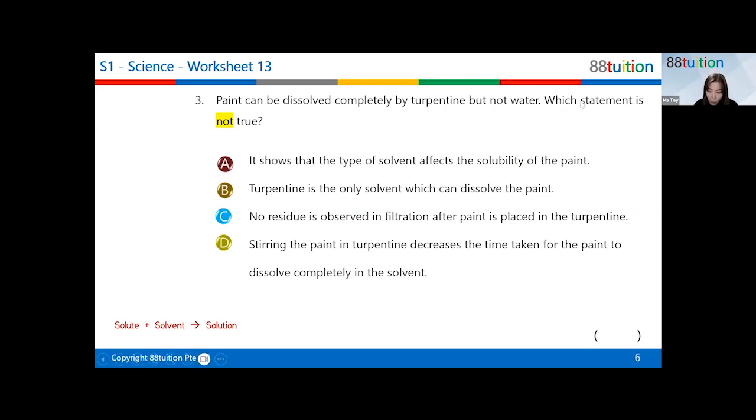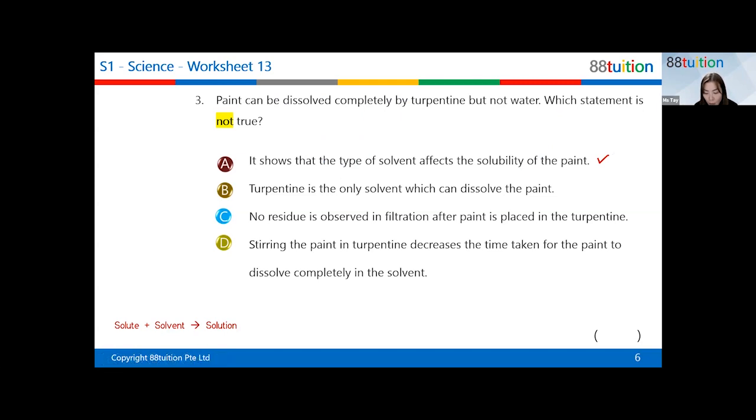Now, you are supposed to find out the statement that is not true. So this information here, does it say that the type of solvent affects solubility of the paint? Yes, it is true. So if I choose the wrong solvent, of course, the paint cannot be dissolved. So solubility of paint in water is 0, but solubility of paint in turpentine is very, very high. So this is a correct statement.